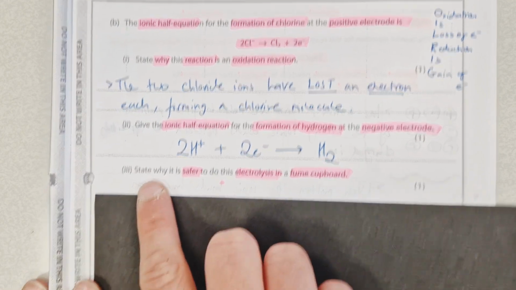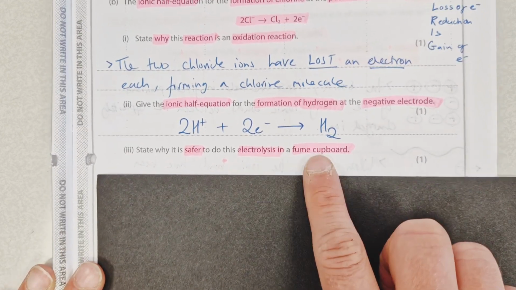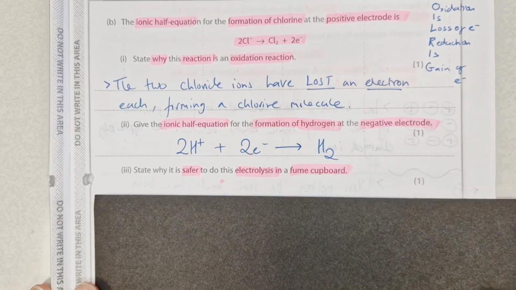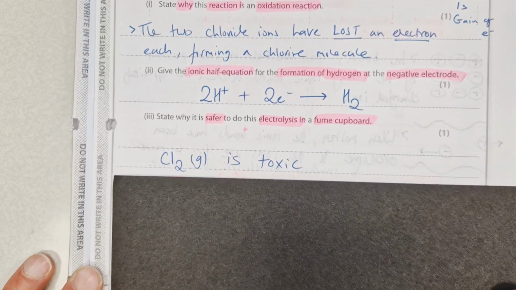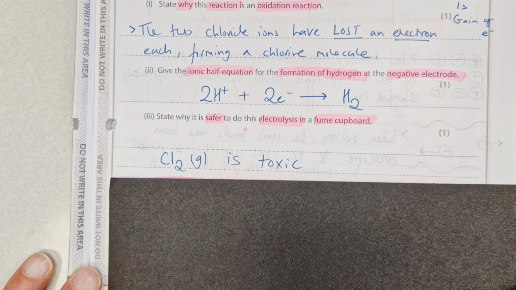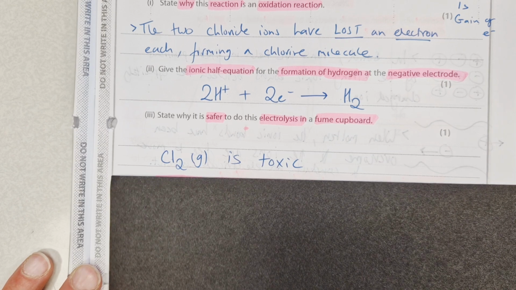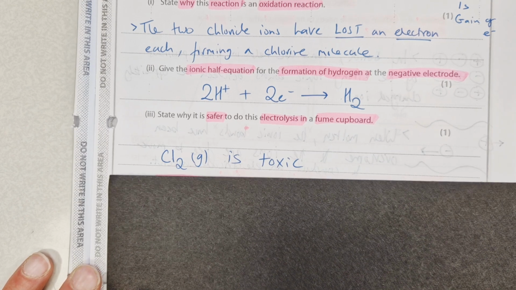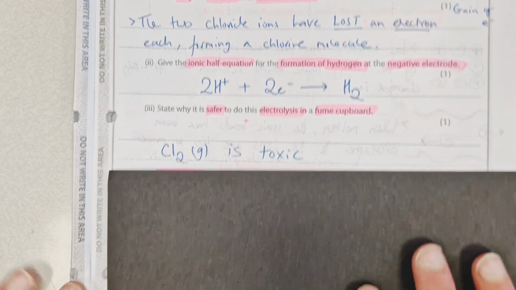Now, state why it is safer to do this electrolysis in a fume cupboard. Well, we've been making some chlorine gas, and hopefully remember that chlorine gas is toxic in nature, and you would not want to be breathing that in. So therefore, a well-ventilated room or a fume cupboard would be a safer way of undertaking this particular experiment.